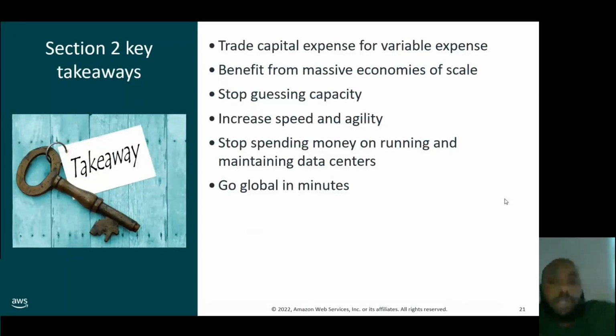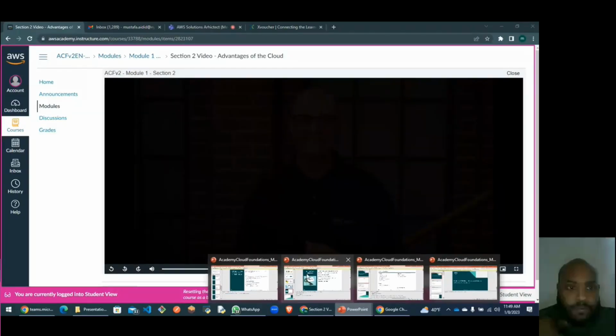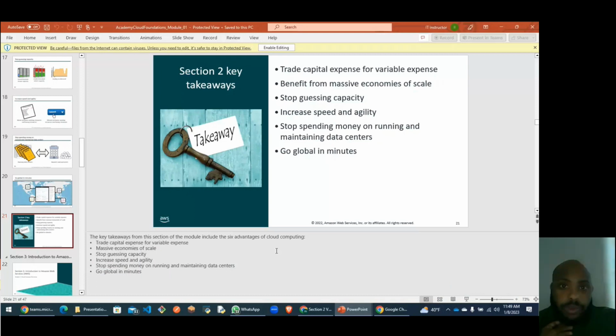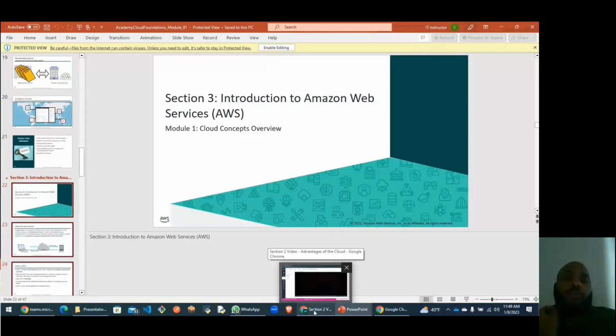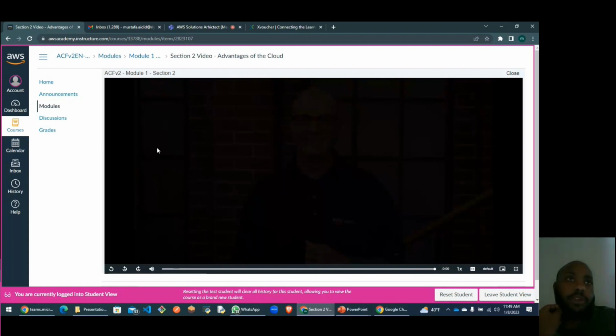And then with speed and agility, we can have an instance up and running in a minute, and I can terminate that instance in a minute. Moving forward, we're actually going to look at an introduction to AWS. This was just the benefits of what AWS and the cloud in general give us.